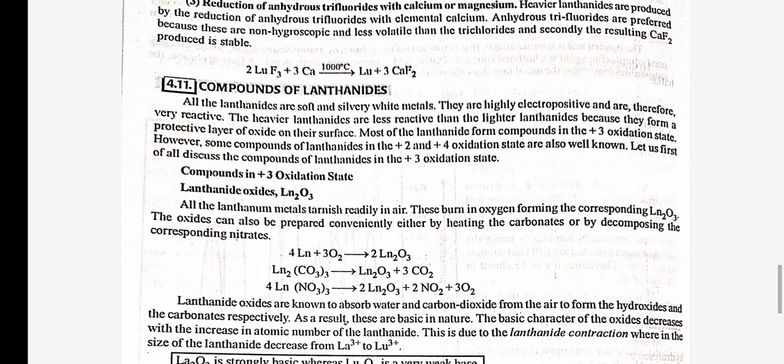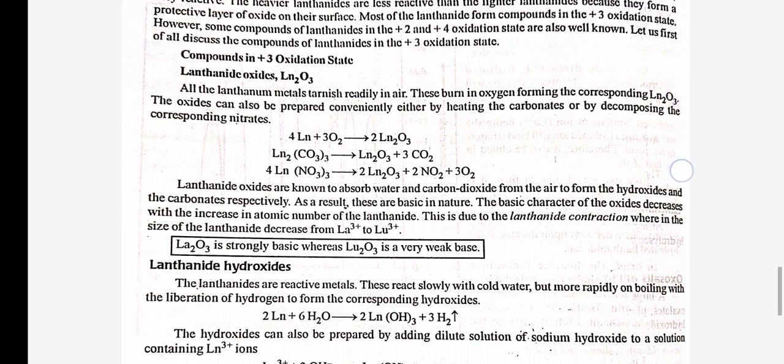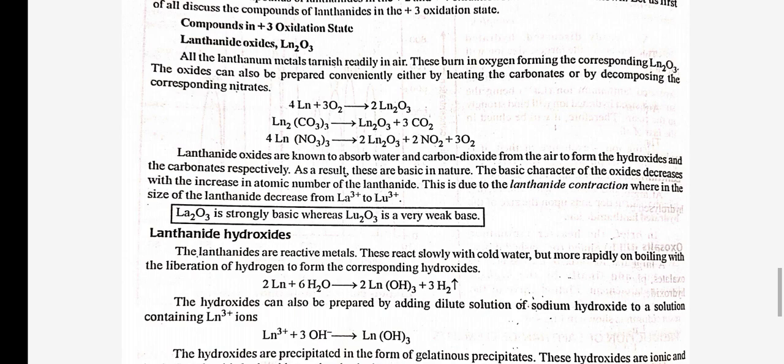Let us discuss this. Lanthanoid oxides. All the lanthanide metals tarnish readily in the air. These burn in oxygen, forming the corresponding oxides. The oxides can also be prepared conveniently either by heating the carbonates or by decomposing the corresponding nitrate. Lanthanide oxides are known to absorb water and carbon dioxide from the air to form the hydroxides and the carbonates respectively. As a result, these are basic in nature. The basic character of the oxides decreases with increase in the atomic number of the lanthanide. This is due to the lanthanide contraction, wherein the size of the lanthanide decreases from lanthanum to lutetium.